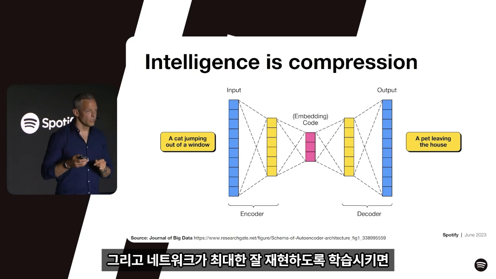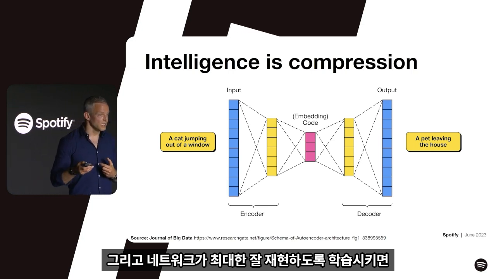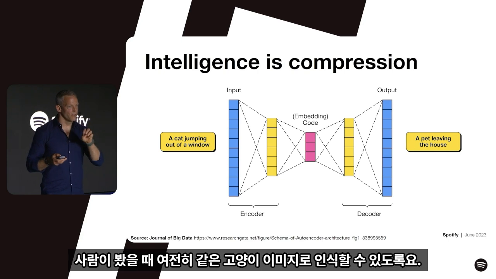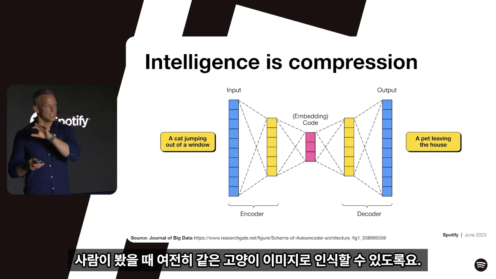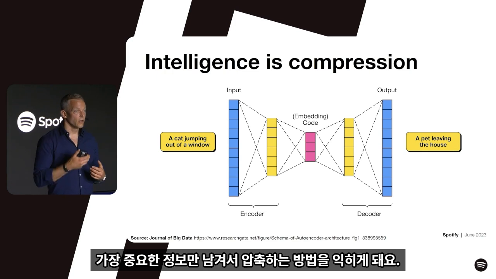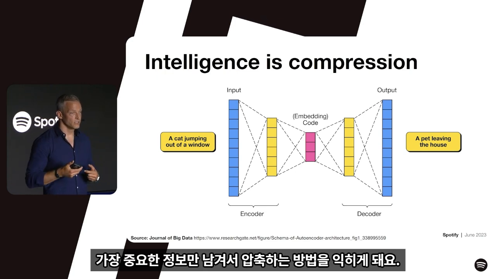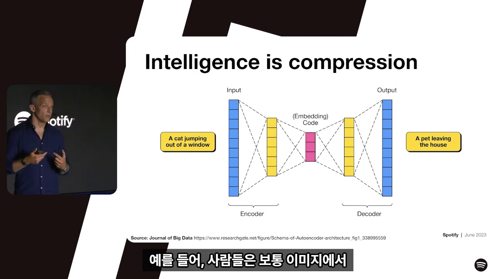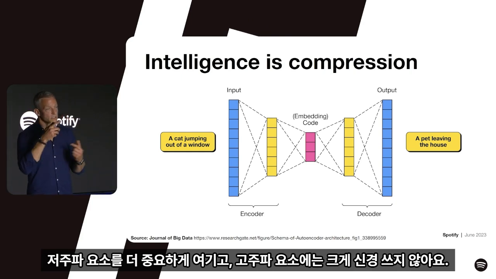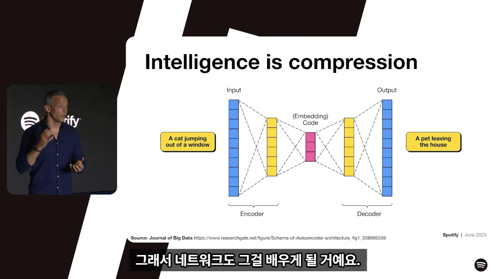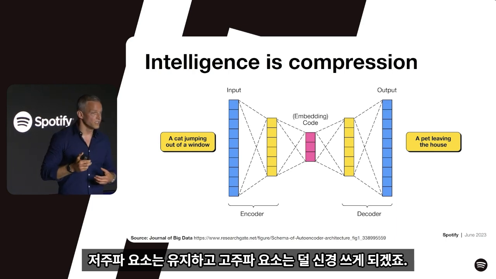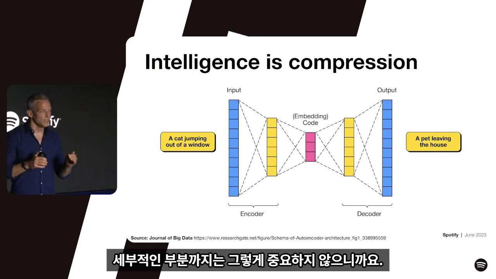And if you teach the network to do it as well as possible, it's going to find the dimensions that are most important to keep there in the middle in order for a human to think that this is still the same image of a cat. So the network is going to learn itself to compress to the most important dimensions. For example, humans tend to care a lot about low frequency things in images and not as much about high frequencies. So we'll probably learn to keep some of the low frequencies and not the high frequencies, etc. But it's not important with the details.